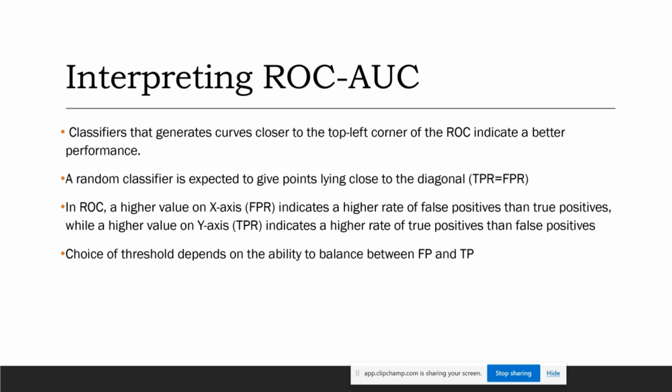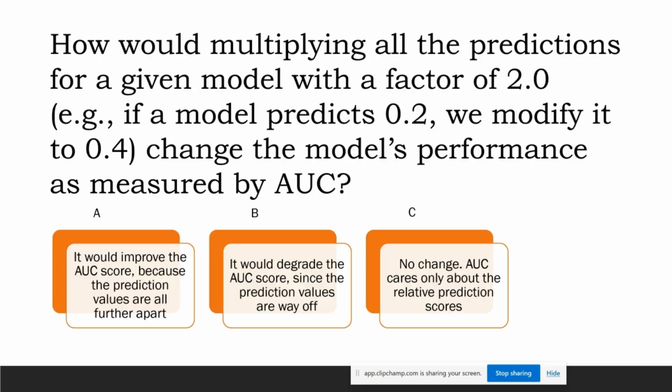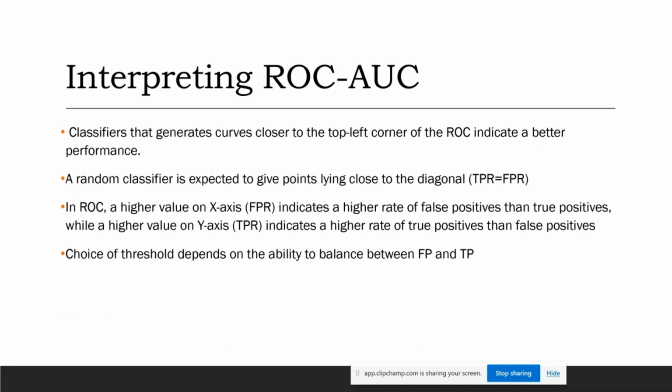Now, from the curve, you can also understand that if your FPR is higher than TPR, it denotes that your false positive rate is higher and your classifier is not doing a very good job. While on the other hand, if your TPR is higher than FPR, then your classifier is doing a decent job. Also, the choice of threshold for a final classifier would be to balance between true positives and false positives. So that is the criteria that is kept in mind.